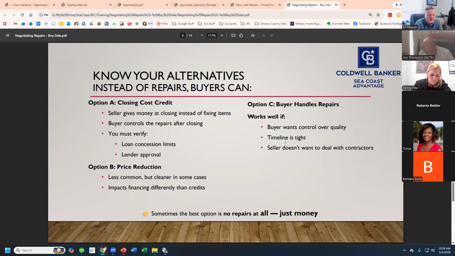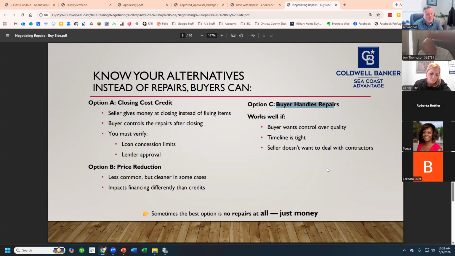So in that instance, the buyer might just say, look, I want to fix it all myself, which means they want control over the quality. Their timeline is tight. They don't want to have to wait for repairs. They just want to get it done. And the seller may not want to deal with contractors. They can still get a closing cost credit or a price reduction, but you're going to run into some buyers that want to just handle the repairs themselves.